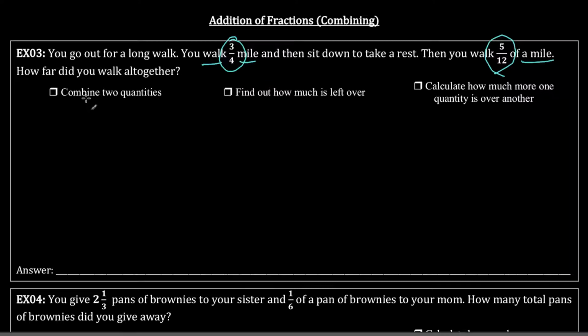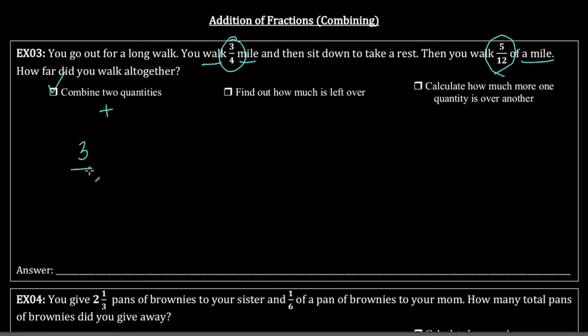Okay, so are we combining two quantities? Are we finding out how much is left over? Or are we calculating how much more one quantity is over another quantity? This is pretty simple. It looks like we're just combining distance. We're combining how much you walked the first time and how much you walked the second time to figure out how far you went together. So we're combining, which means we're going to add.